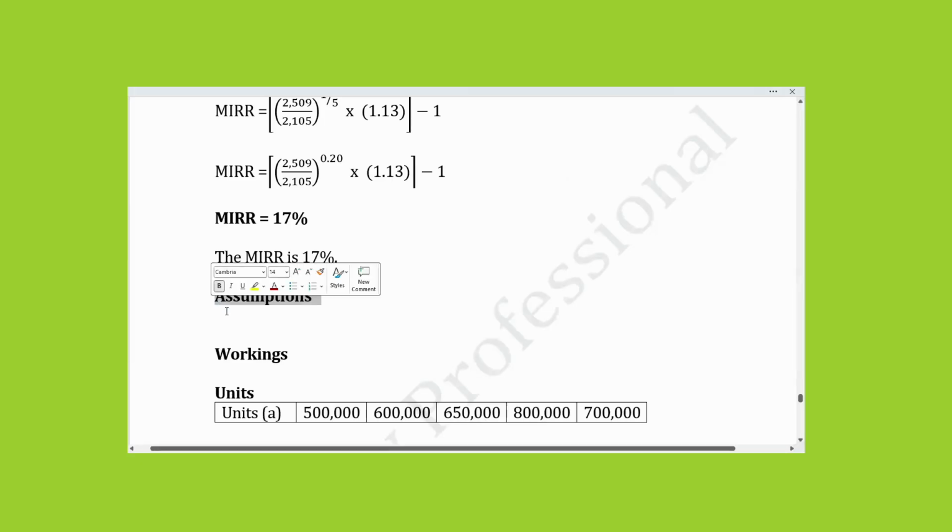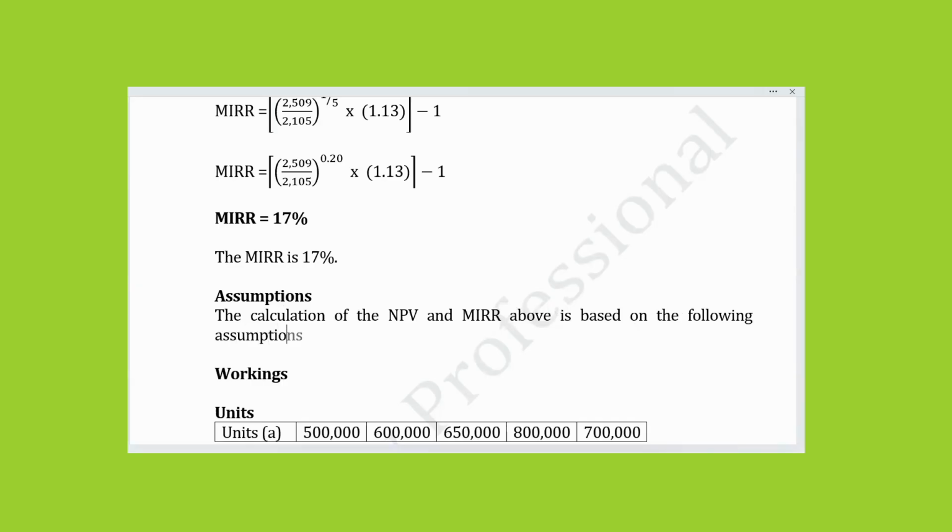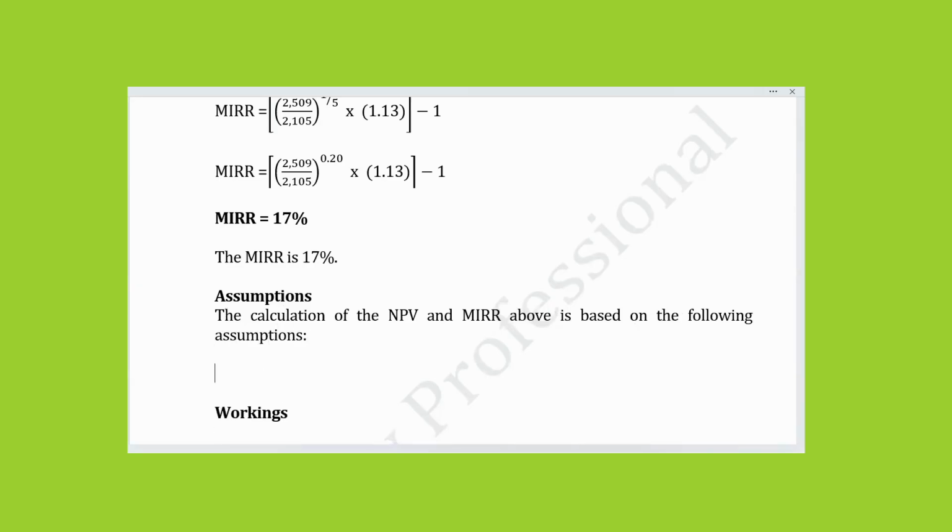Okay. So, like I said, you have to state the assumption always, whether the examiner asks you or not. I would then say the calculation of the net present value and modified internal rate of return above is based on the following assumptions. What are the assumptions we have made in our calculation? Anytime you want to state your assumptions under capital budgeting, there are some given assumptions. No matter how big the question is, you have to comment on them.